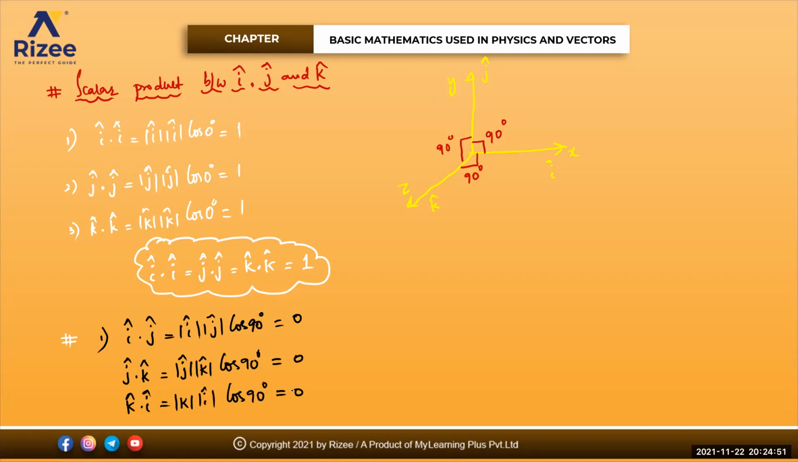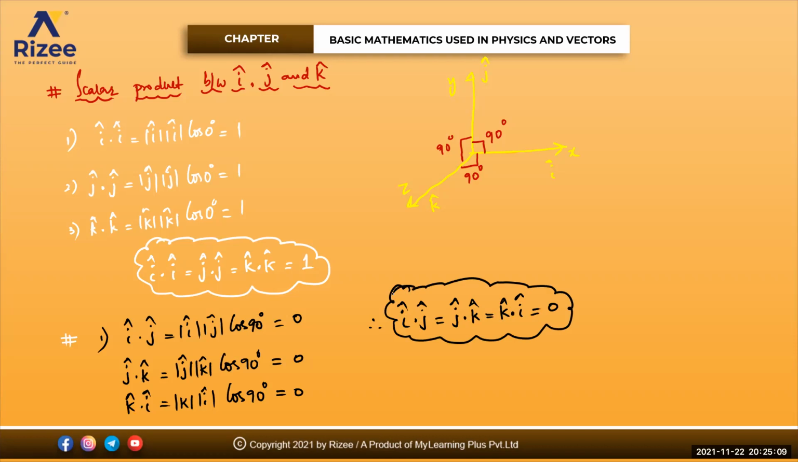Cos 90 is 0. Therefore, ultimately I can say that I cap dot j cap is equal to j cap dot k cap is equal to k cap dot I cap, and it will be equal to 0. Very, very important, beta. I cap dot I cap, j cap dot j cap, k cap dot k cap is equal to 1. And if I'm talking about perpendicular unit vectors, then I cap dot j cap, j cap dot k cap, and k cap dot I cap will be equal to 0. Any doubt to anyone?